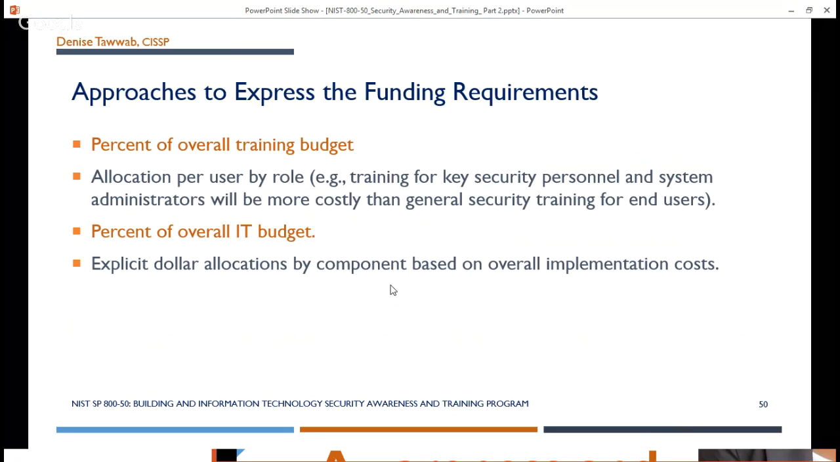Approaches to express the funding requirements could be as a percent of your overall training budget. Allocations per user. For example, training for key security personnel and your sysadmins will be more costly than general security training for your end users. You could express your funding requirements as a percentage of the overall IT budget, or you can indicate explicit dollar allocations by component based on the overall implementation cost.